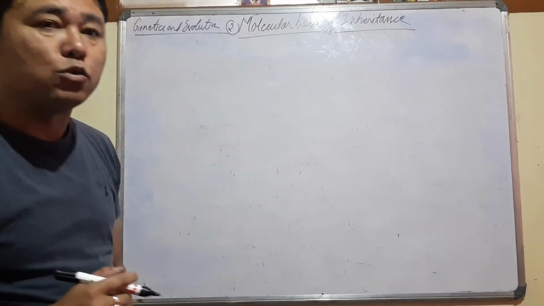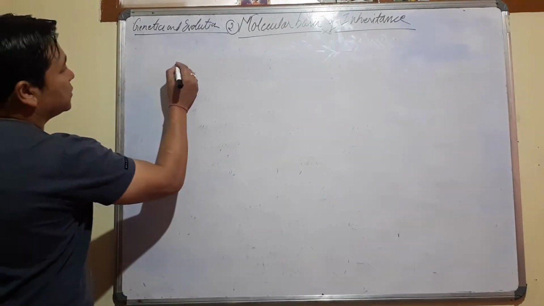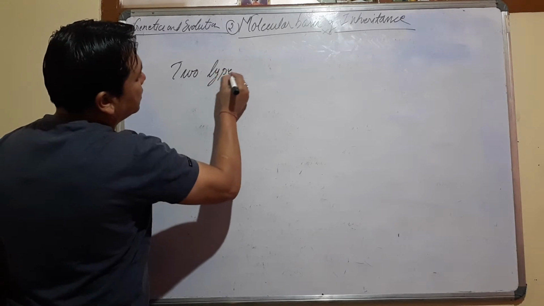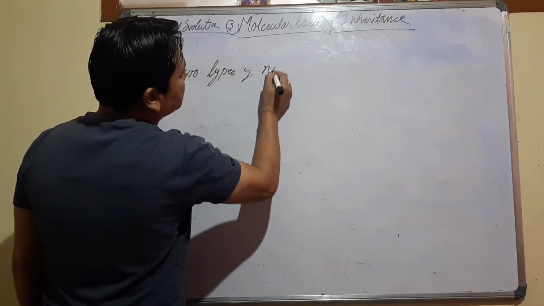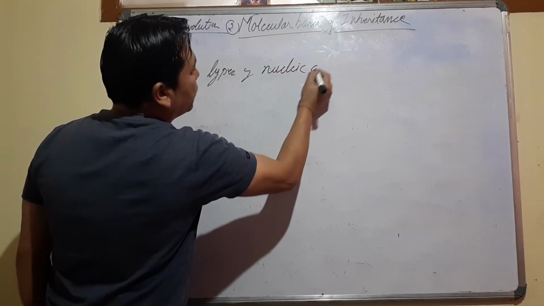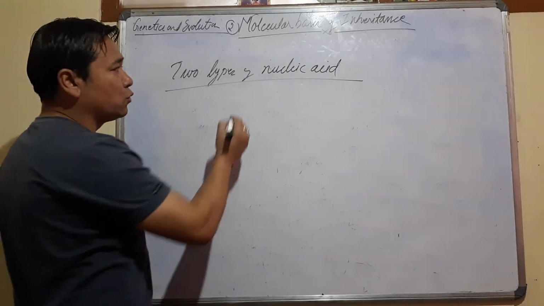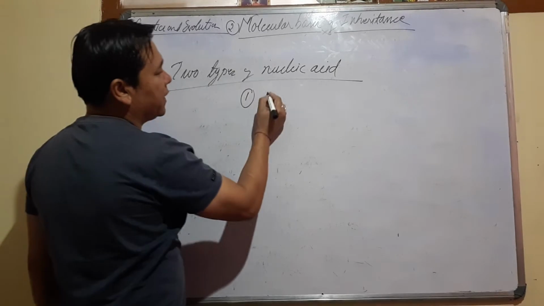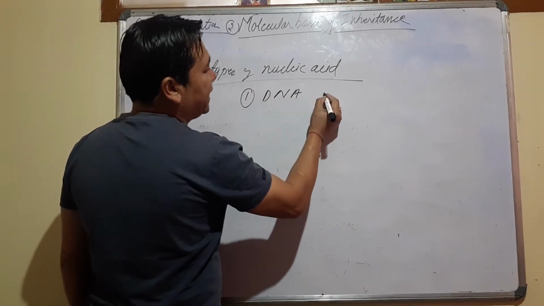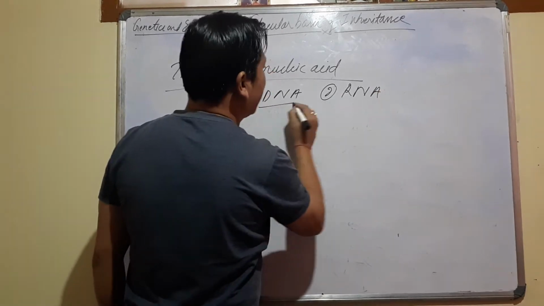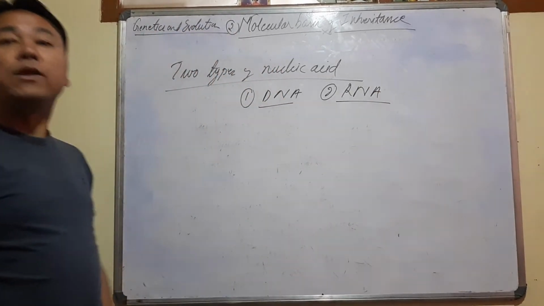So what are the two? There are two types of nucleic acid, and what are the two types of nucleic acid? Number one is DNA and number two is RNA. So DNA and RNA are two types of nucleic acid.